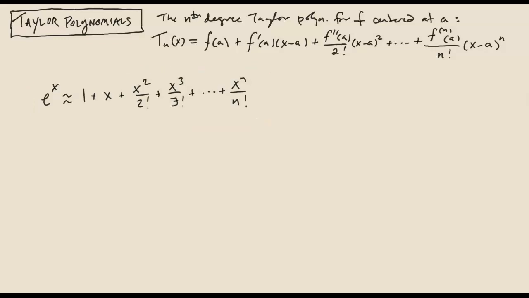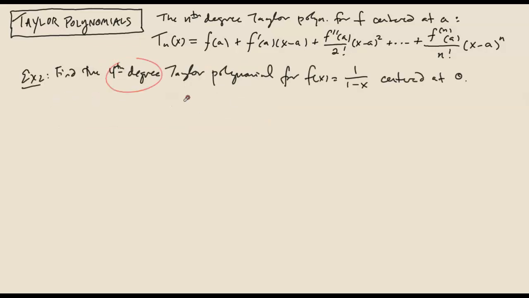Let's move on to another example. Let's find the 4th degree Taylor polynomial for this function, 1 over 1 minus x, centered at 0. You might think, oh, that's a funny looking function. Well, as you will see very soon, this turns out to be a very important function, and you will soon understand why the Taylor expansion for this function is very, very important. You'll understand this when we get to so-called geometric series in a couple of days. But for now, let's just think about this before we start bashing out the Taylor expansion.